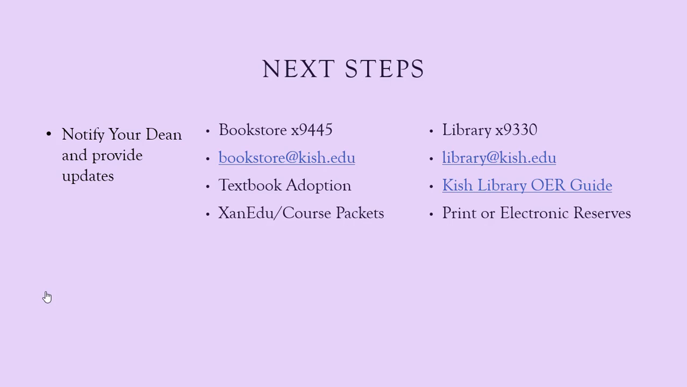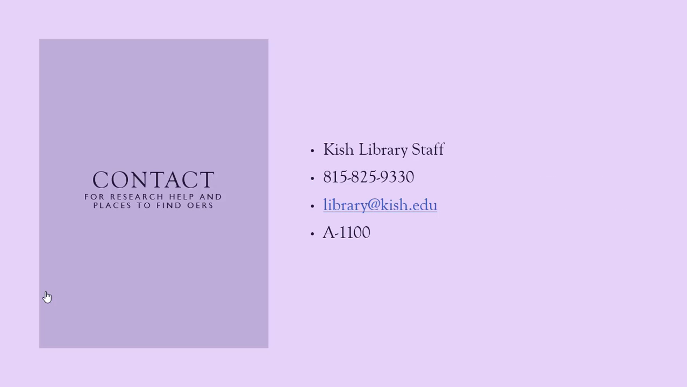Once you have identified one or more OERs, you'll go through the textbook adoption process with the bookstore. The bookstore can also help you create course packets. If you find more than one OER, check with library staff to see if we can make a guide for you to go along with our e-reserves. That way you can provide the bookstore with a single access link for your students on the textbook list.